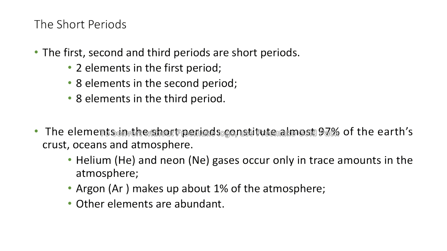Helium and neon gases occur in trace amounts. What does it mean? It means that the concentration of helium and neon is very small. Okay, they occur in very low concentration. Argon, also a gas, makes up 1% of the atmosphere. The other elements are abundant. For example, sodium and potassium are abundant.